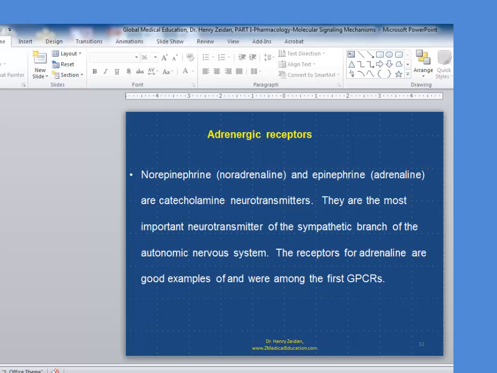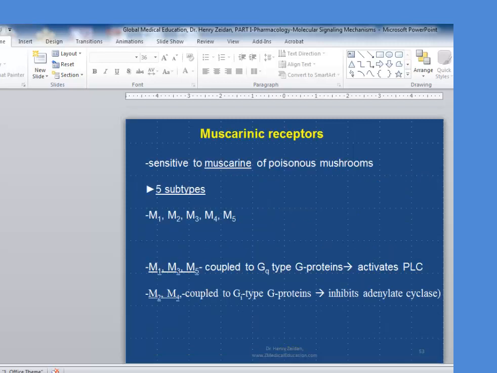Next lecture, I will introduce you to the PNS and CNS, the sympathetic branch of the autonomic nervous system. But here, get used to this terminology before you move on. So those receptors for adrenaline are good examples and among the first GPCR proteins. What are they? What are those classes?